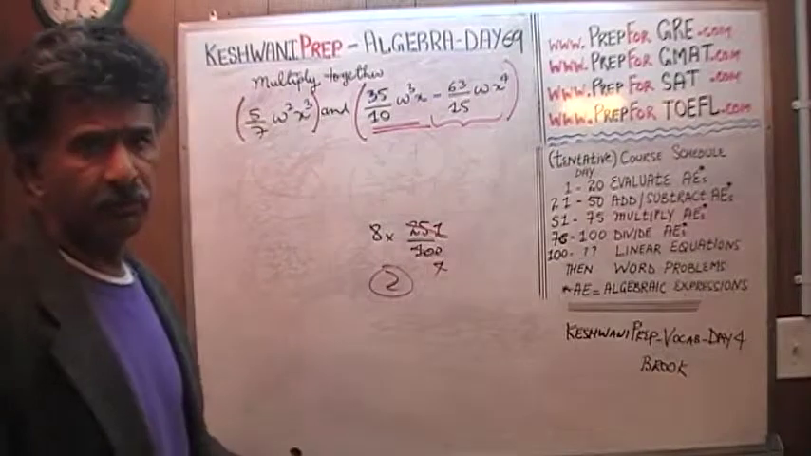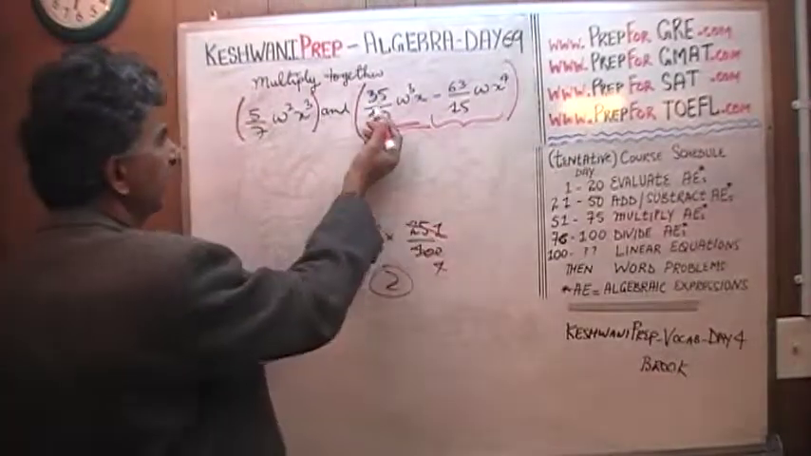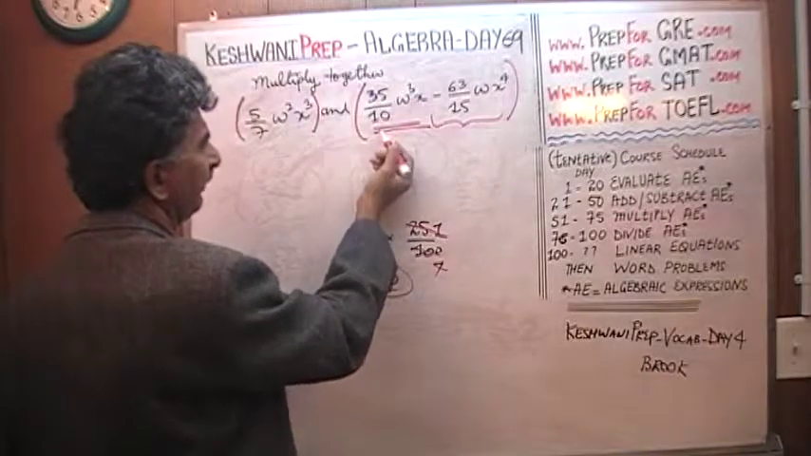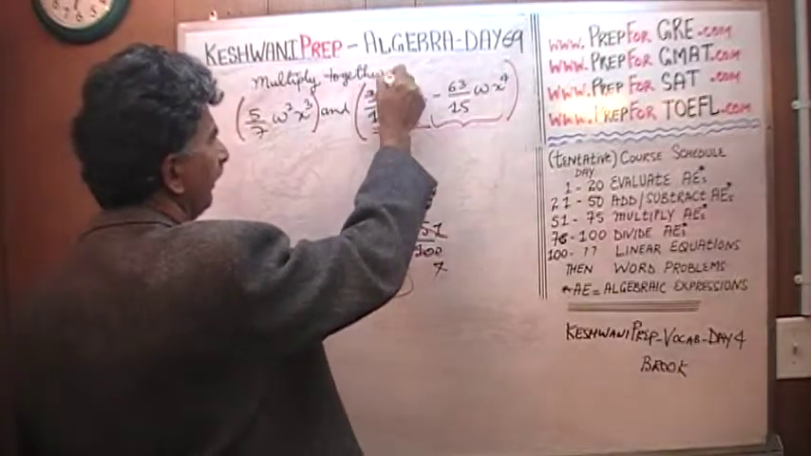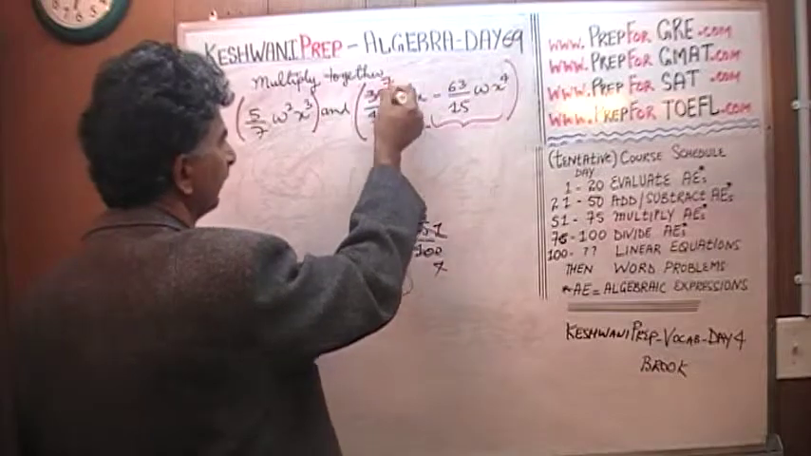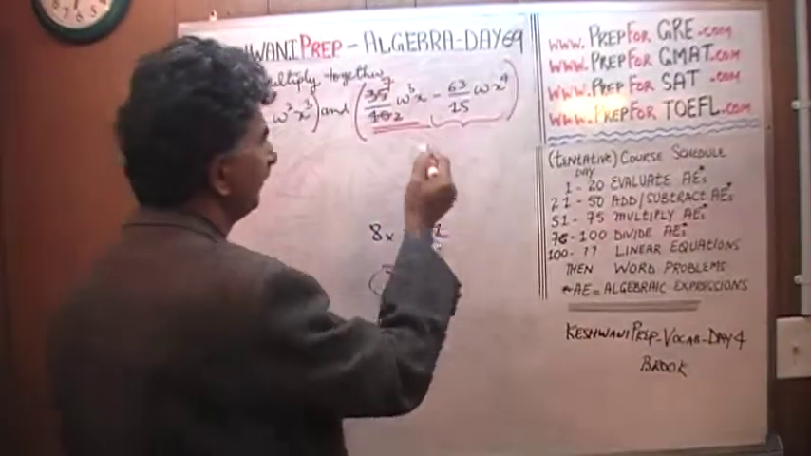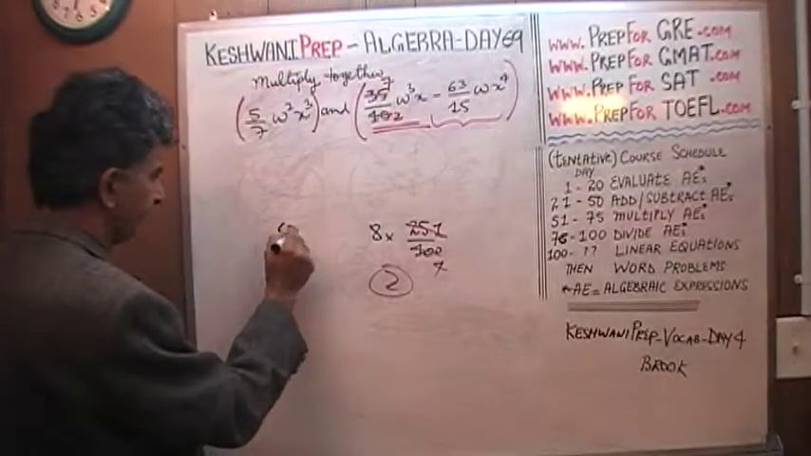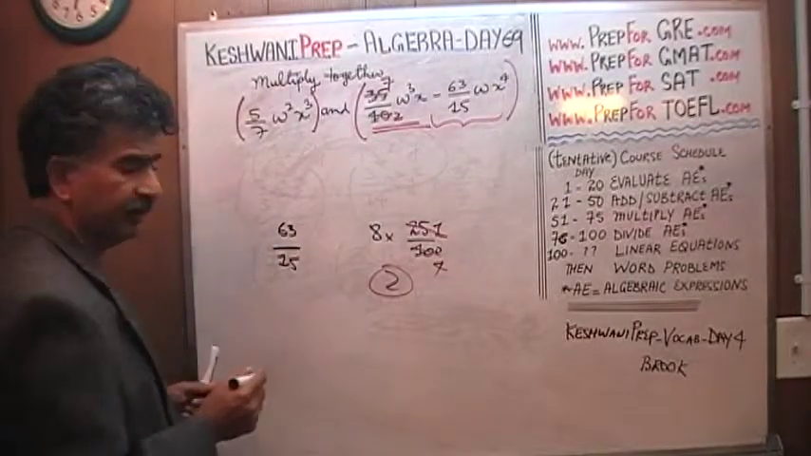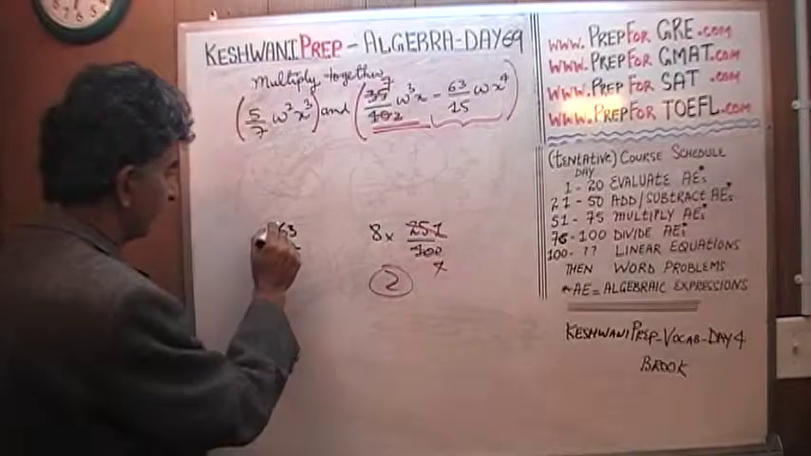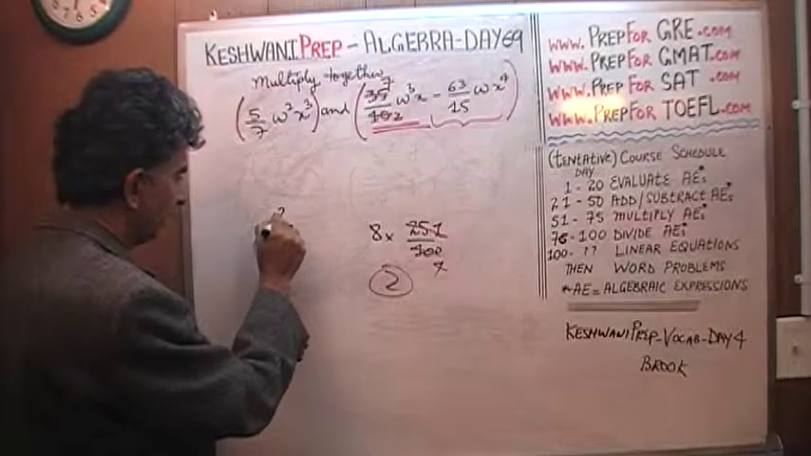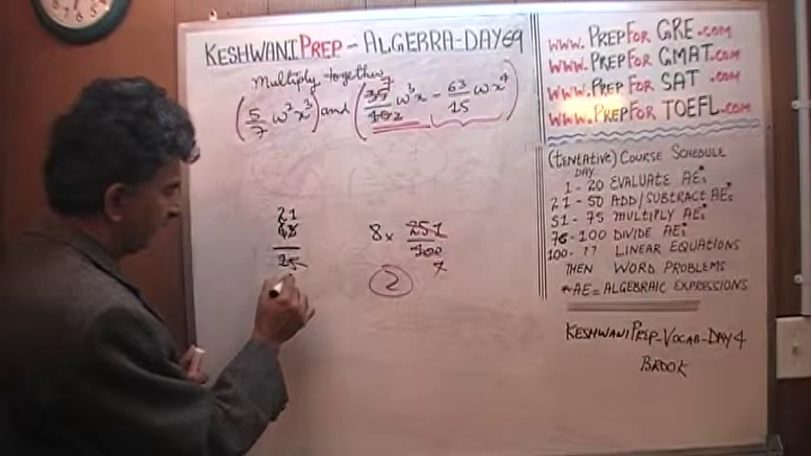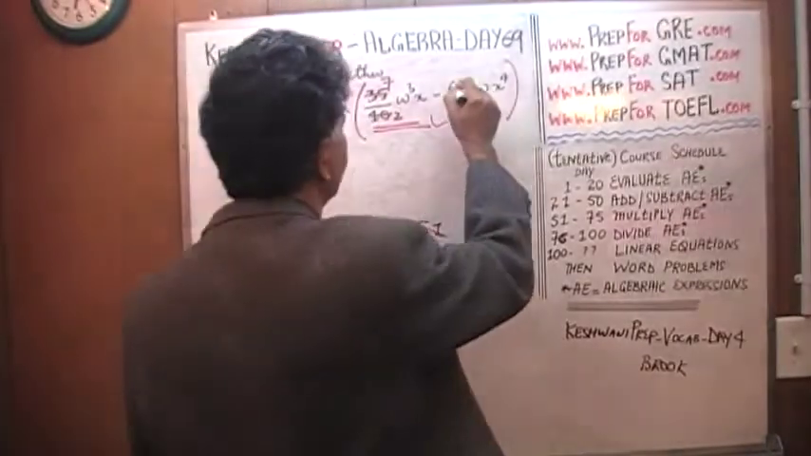Here we have two opportunities to reduce both of these fractions. 35 over 10 can be reduced. Divide the top and the bottom by 5. 35 divided by 5 is 7, and 10 divided by 5 is 2. So it's 7 over 2. And 63 over 15: 63 can be divided by 3, because 6 divided by 3 is 2, and 3 divided by 3 is 1. So it's 21. And 15 divided by 3 is 5. So it's 21 over 5.